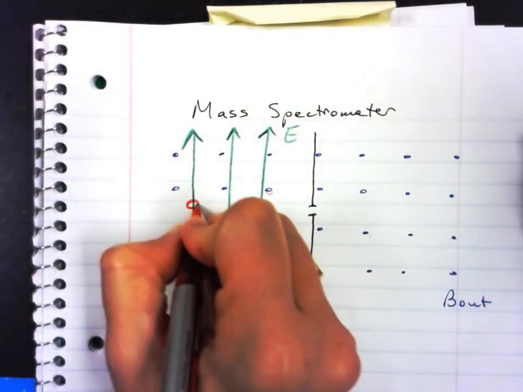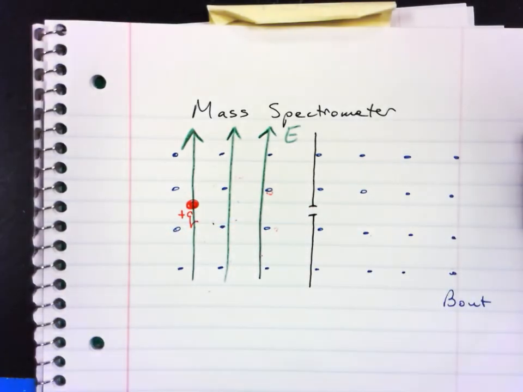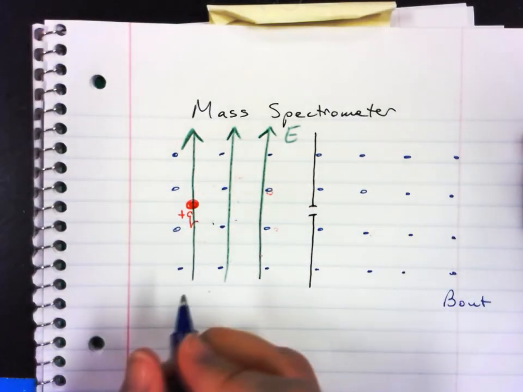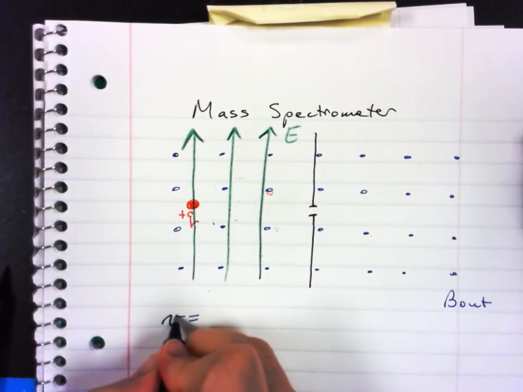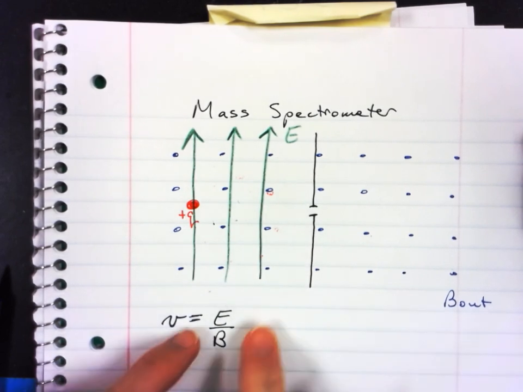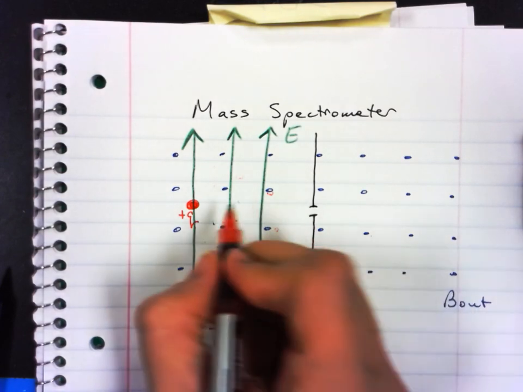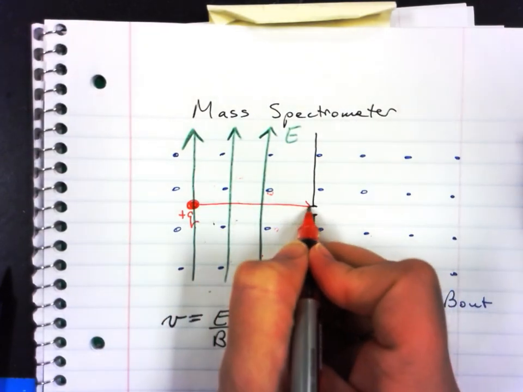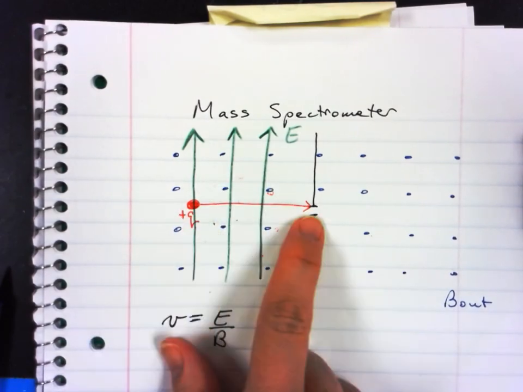If I have a positive particle here, and it meets the condition that its velocity, if its velocity is equal to E, the strength of the electric field divided by the strength of the magnetic field, this particle will go straight through. Now, if it doesn't meet this condition, it's going to deflect.